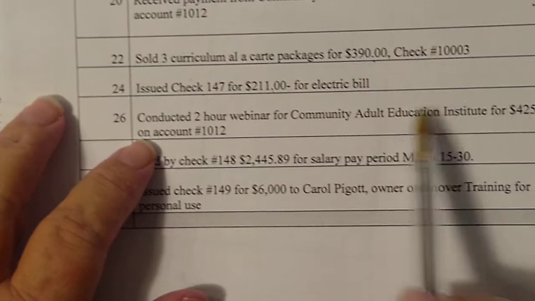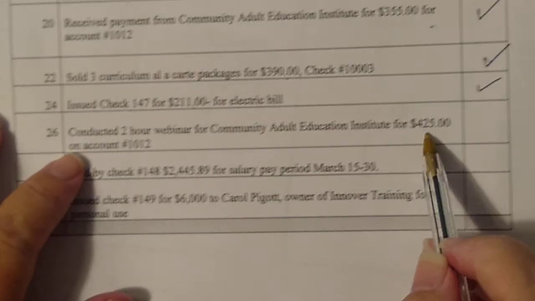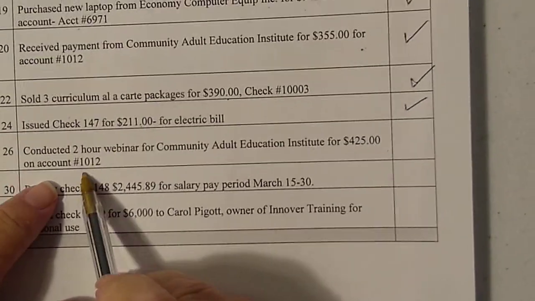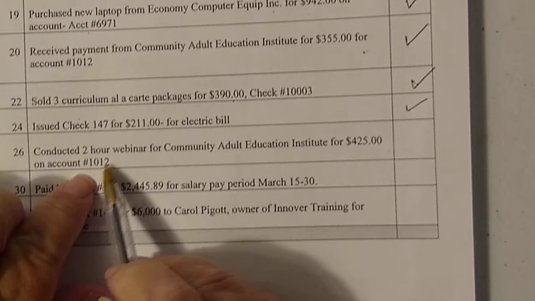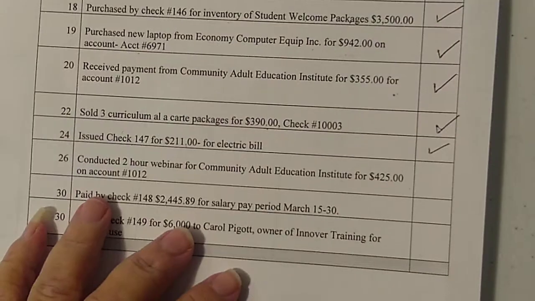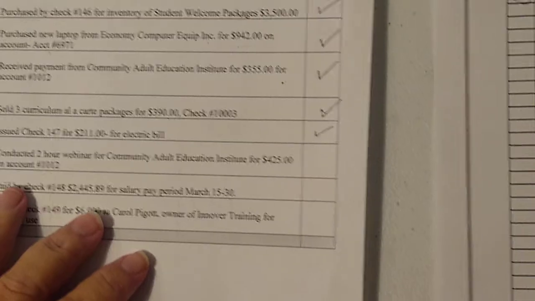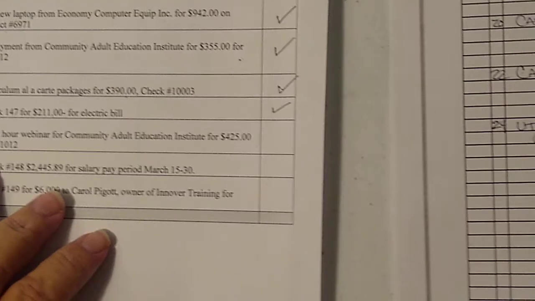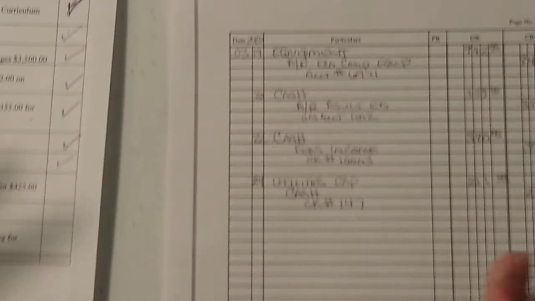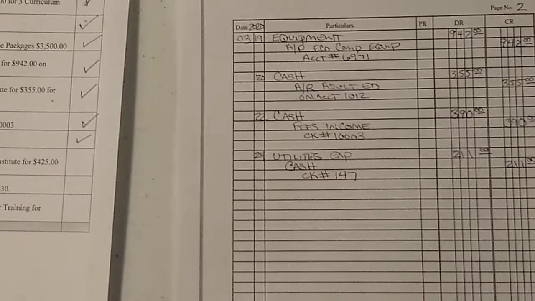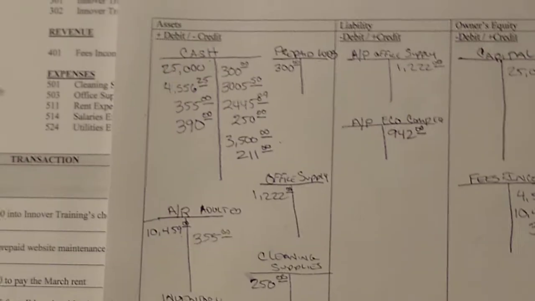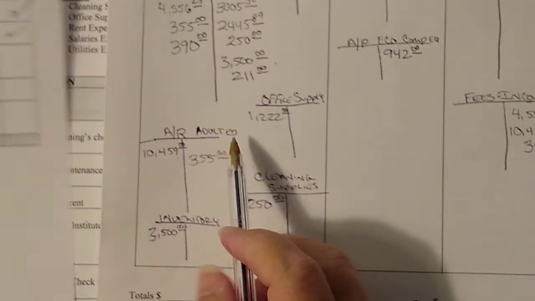All right, here we go. Conducted a 2-hour webinar for Community Adult Ed Education Institute for $425 on account. And that's your account number 1012. All right, so this is something that we did, services we did, that they are going to pay for by putting it on account. So that's considered what? Accounts receivable.